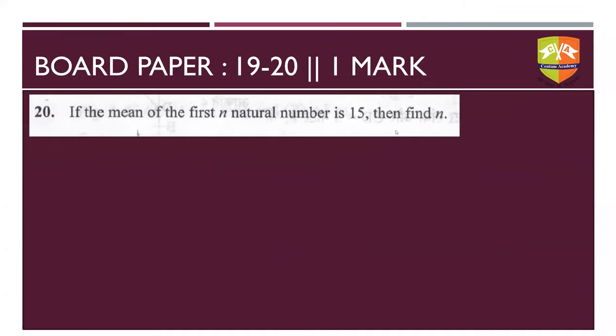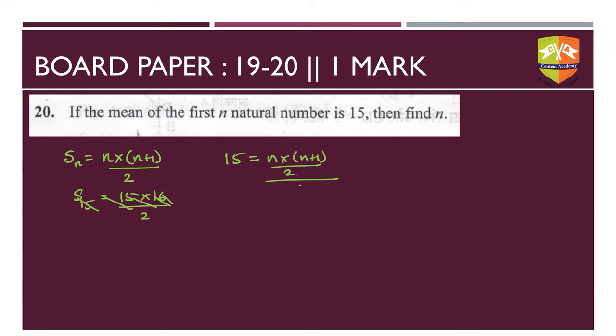Easy one, one marker. Find the mean of first n natural numbers. So it is a mix of AP and this. Find n. So you know the first n natural numbers. What is the sum, Sn? The mean is given, sorry, my bad. So the mean is given as 15. So 15 is equal to (n into n plus 1 by 2) by n. Am I right? The sum of n natural numbers divided by n will give you 15. So n and n will go. So 30 is equal to n plus 1. So n is 29.